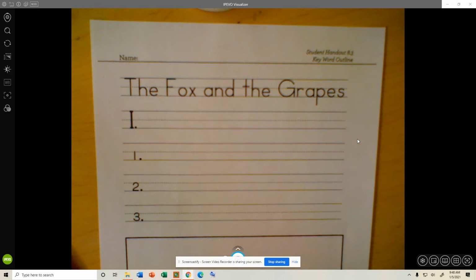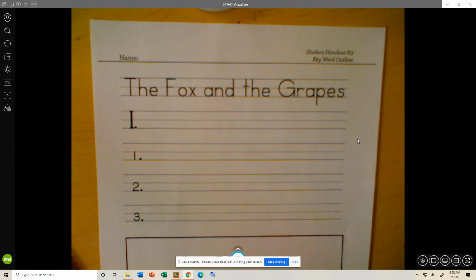Yesterday we talked about our story, The Fox and the Grapes. We talked about the characters, we talked about the setting. But what we're going to be doing is writing an outline, okay? What an outline basically is, it's just not as long. And what you'll be able to do is use your outline to retell this story, okay?